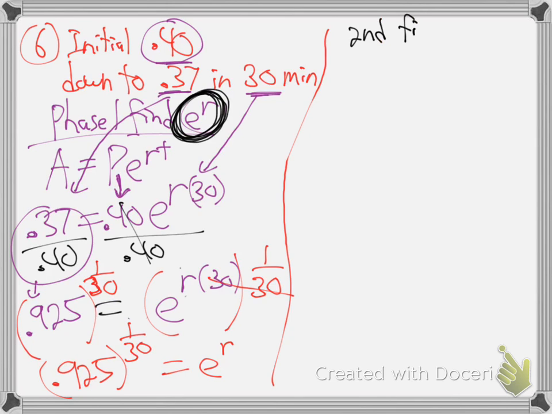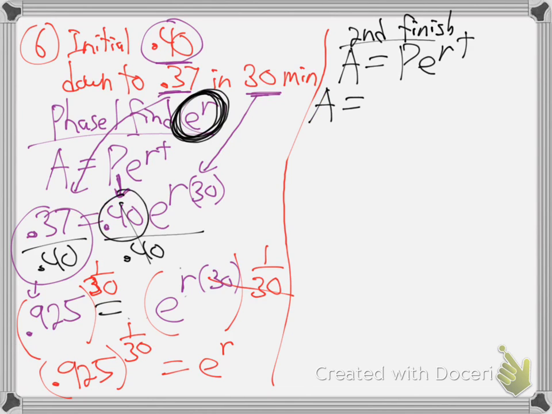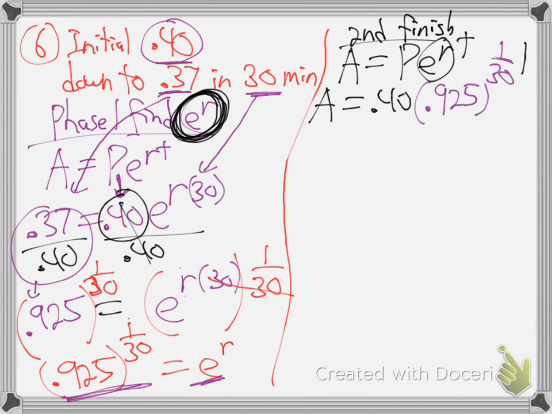Second, you finish the problem. So now we're going to go back to using PERT. We're still using PERT. But now we know the P, the principal amount, is still 0.40. That's the amount it started. The e to the r now, the e to the r is this whole thing, right? That's what e to the r equals. 0.925 to the 1 over 30. And then the t's still up there like that.